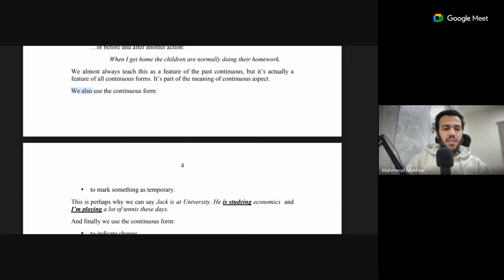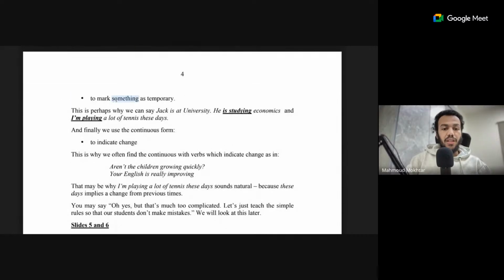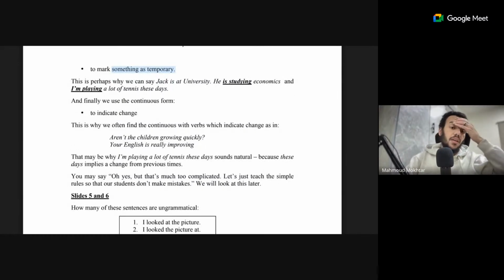We also use the continuous form to mark something as temporary. Yeah. Perhaps this is why we can say Jack is at university. He's studying economics, and I am playing a lot of tennis these days. Okay, that's temporary. That's okay.